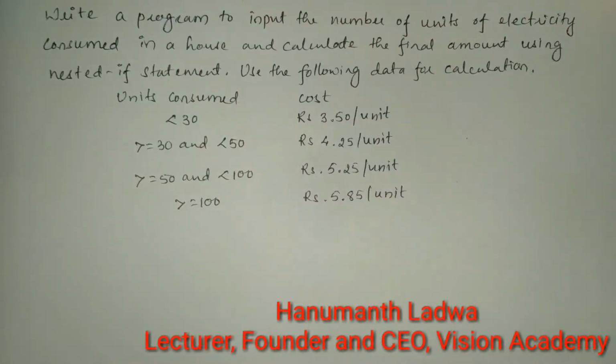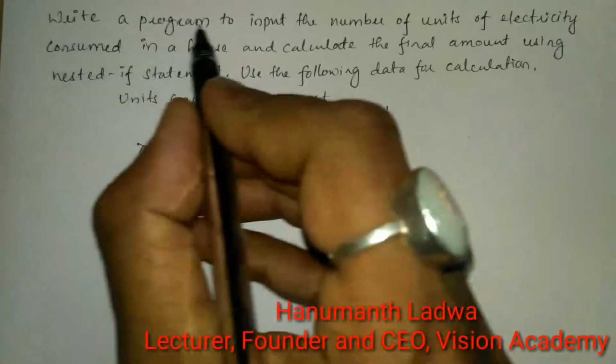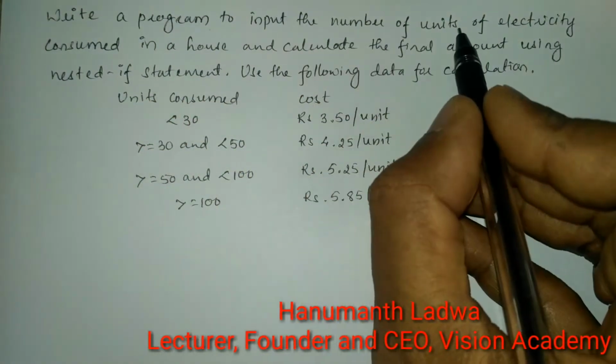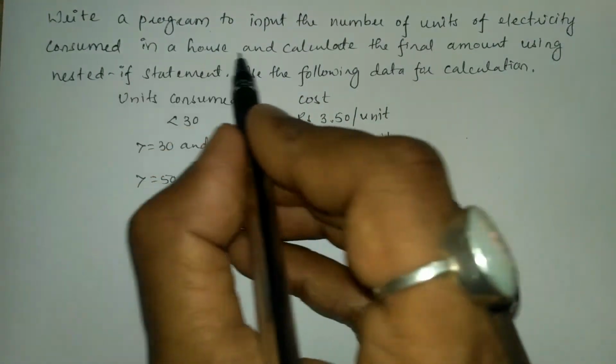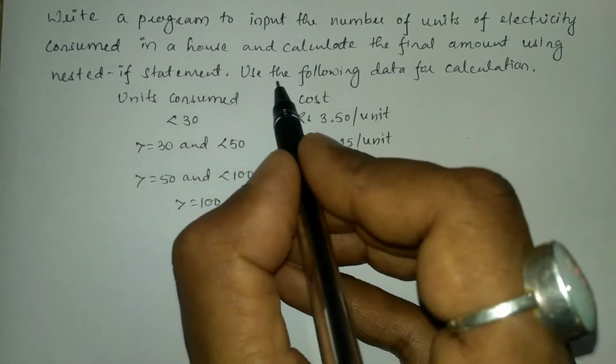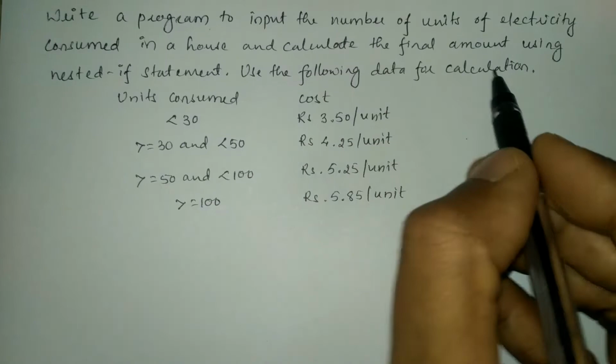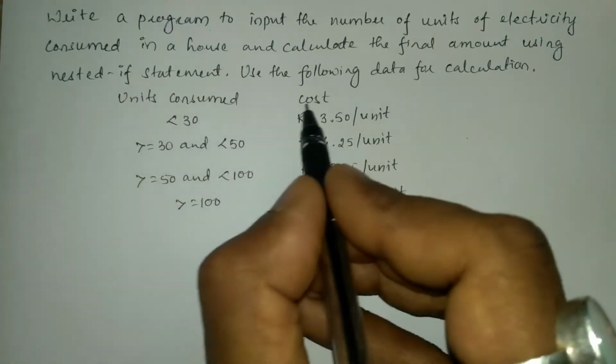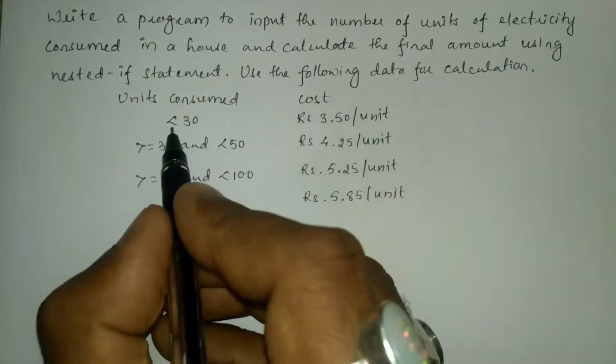My name is Hanmant Ladwa, and in this video we are going to write a program to input the number of units of electricity consumed in a house and calculate the final amount using nested if statement. Use the following data for calculation. Units consumed and cost per unit.